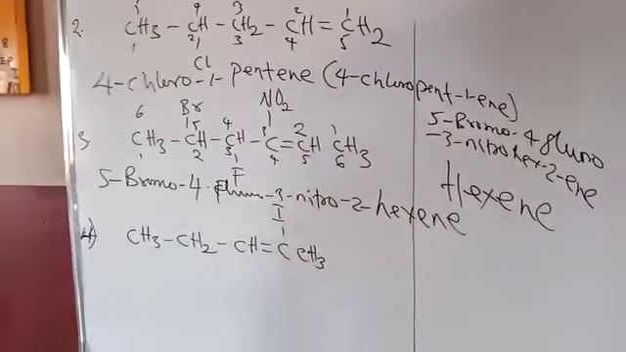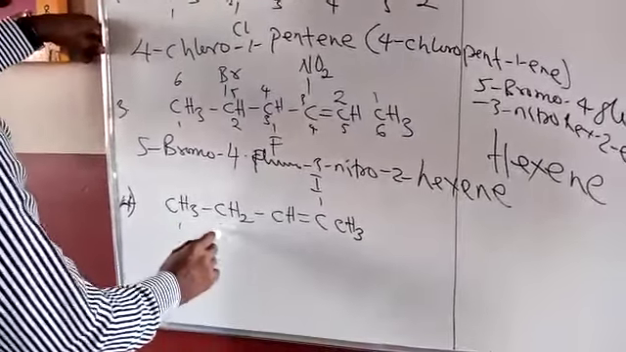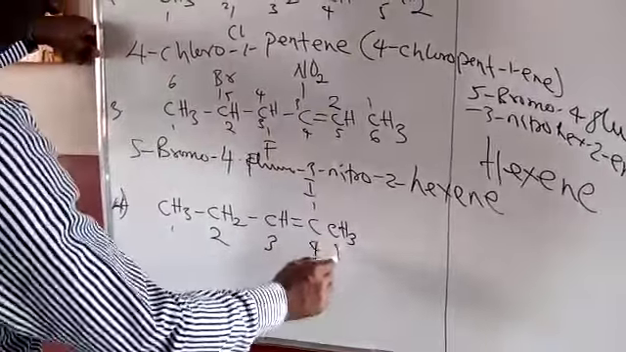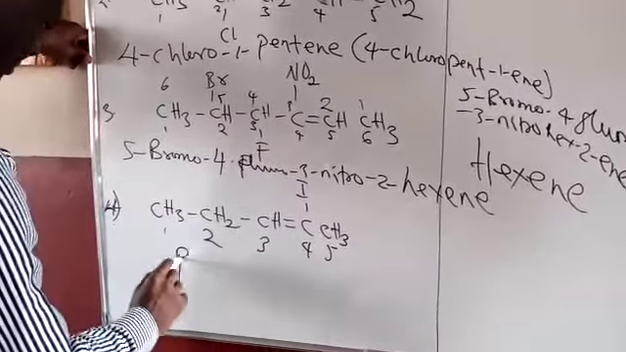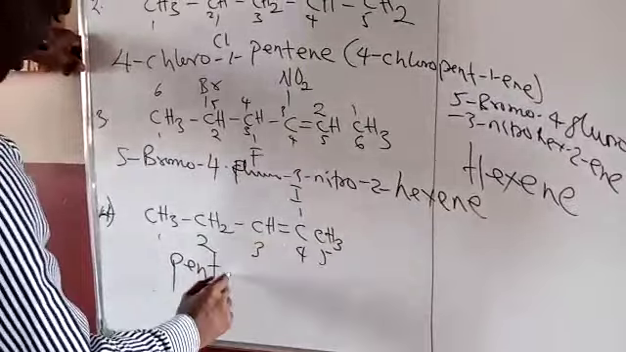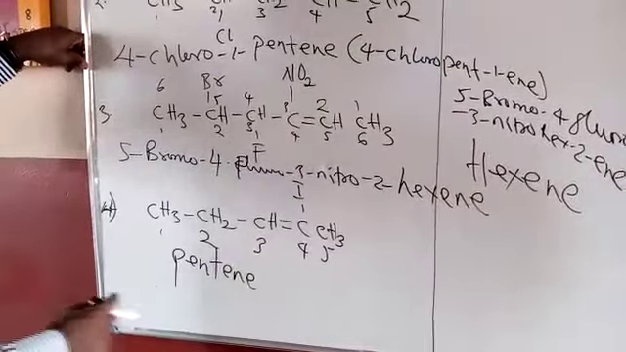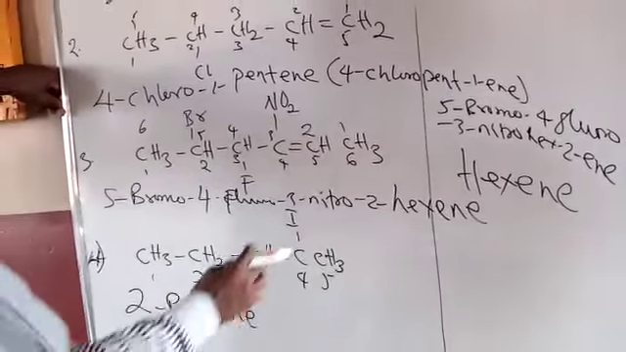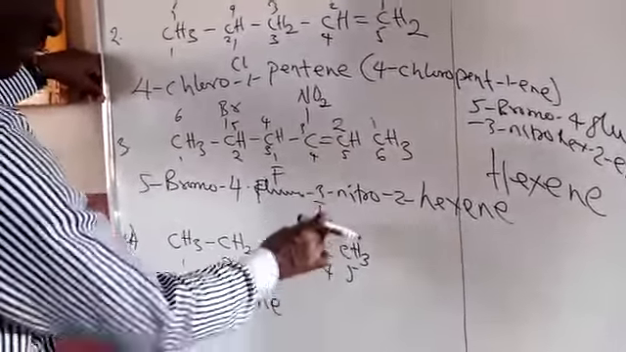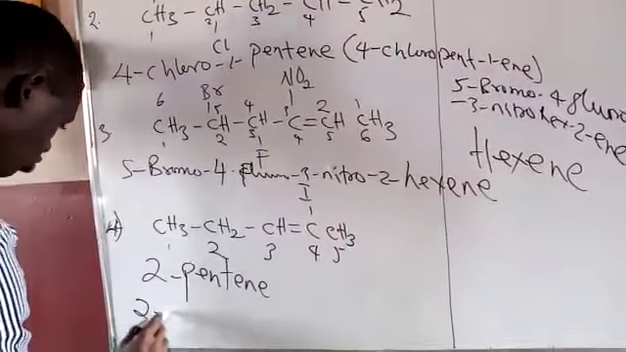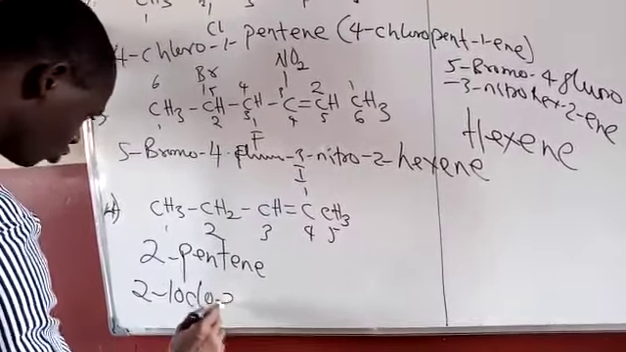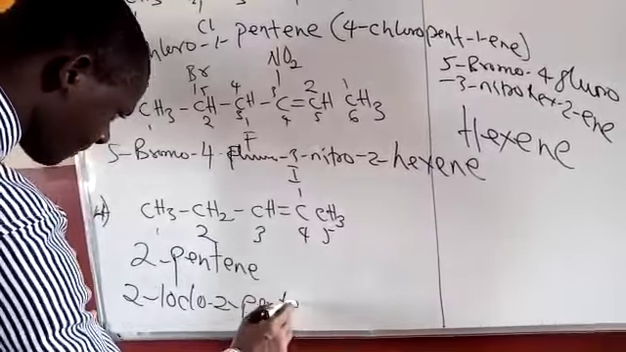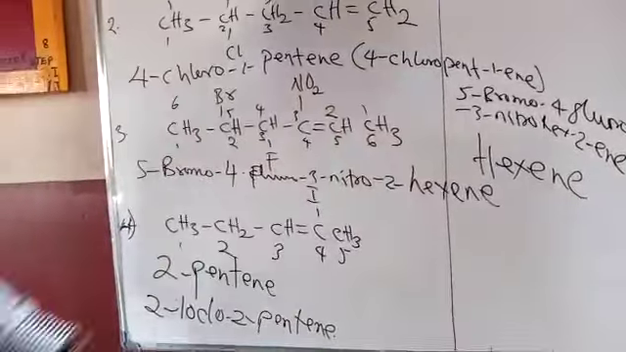The next one here is 1, 2, 3, 4, and 5. That is pent, and because of the double bond, pentene. Then there's an attachment here. You have to give the double bond the lowest possible number, so it will be 2-pentene. And then the iodine is attached at carbon 2. So this will be 2-iodo-2-pentene. That's how we name this compound.